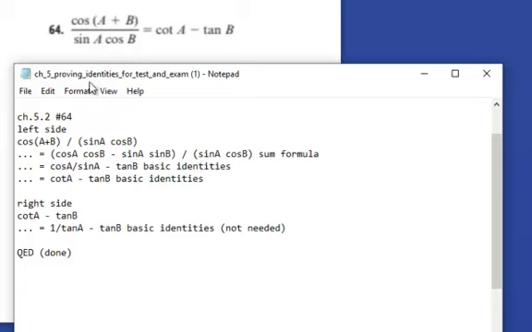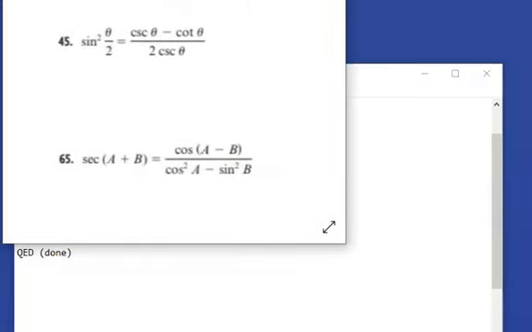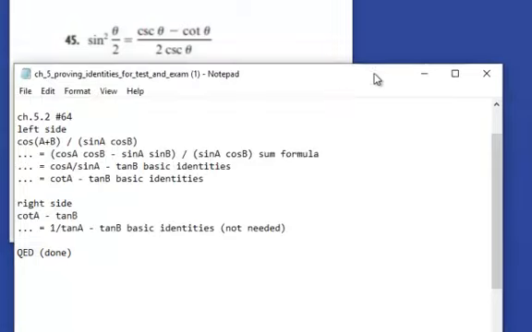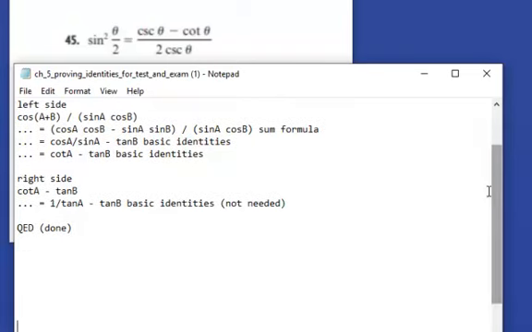All right, let's do a second problem. I'm not going to do this third problem here, by the way. So the second problem is this one. So sine squared theta over 2 equals cosecant theta minus cotangent theta divided by 2 times cosecant theta. All right, I'm not going to bother with writing theta. I'm just going to use x for this one. So this one is chapter 5.4. Number 45. So here's the left-hand side again. Type out. There we go.